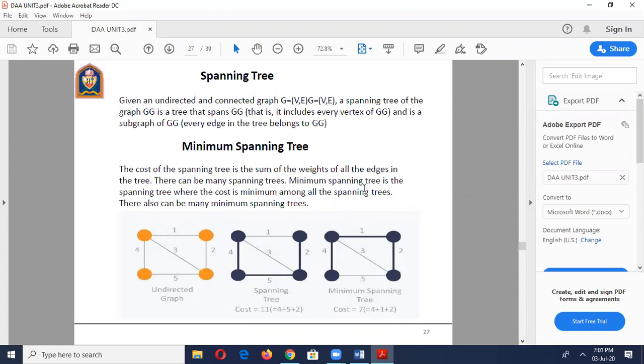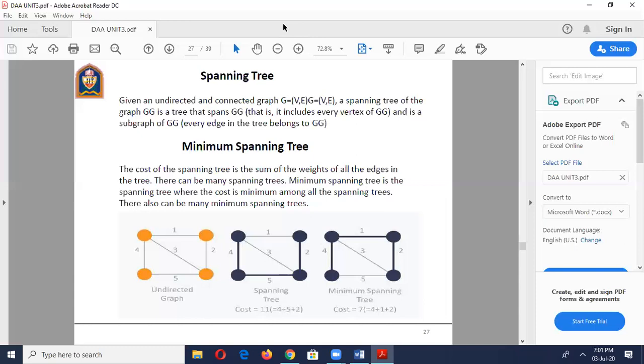Okay, next we are going to see about spanning trees. Here we are given an undirected connected graph G, G equals (V, E). There are two properties: one is undirected and the other is connected. The first one is undirected and the second one is connected graph.